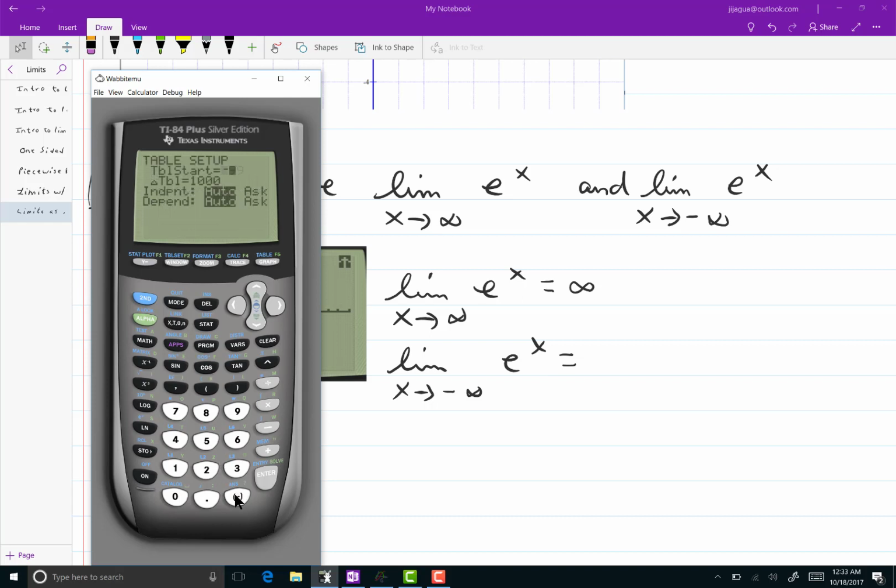I'm going to put in huge negative numbers for the table. I'll start the table at negative 999, and I'll increment it by negative 1000. So let's look at our table values again. Well, it says 0. The problem with scrolling is I have to scroll through the x values, and of course, I jumped into the positive numbers that were left over from before.